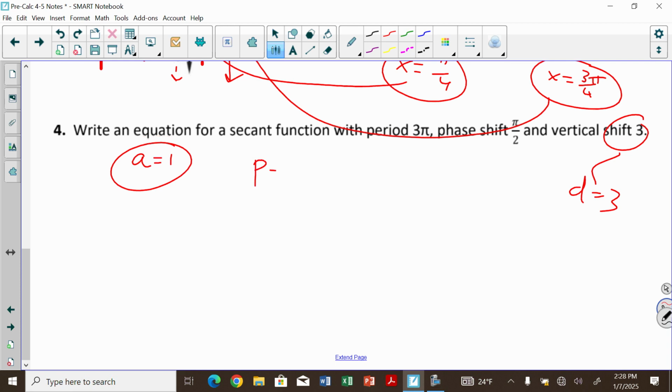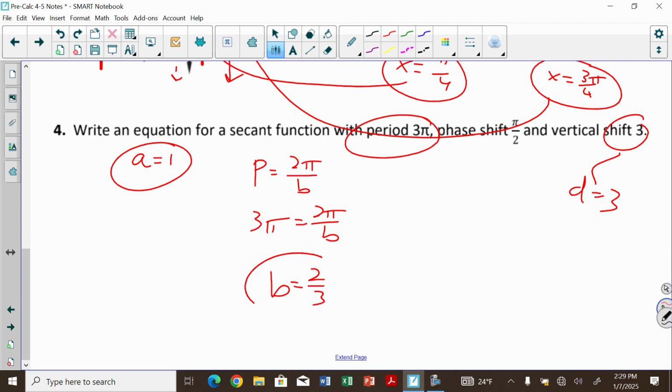So my period, again, was 2 pi over B for these ones. My period in this case, they told me, was 3 pi. So 3 pi equals 2 pi over B. So I can solve for that. It's going to save you the time: B ends up being 2/3. Okay, so that helps us there.